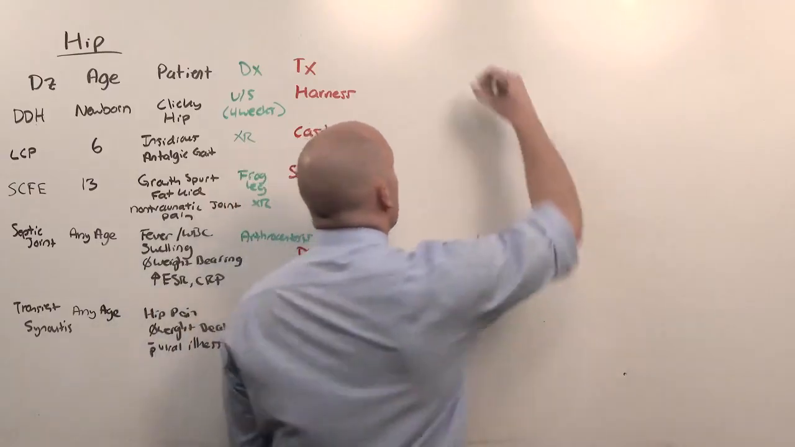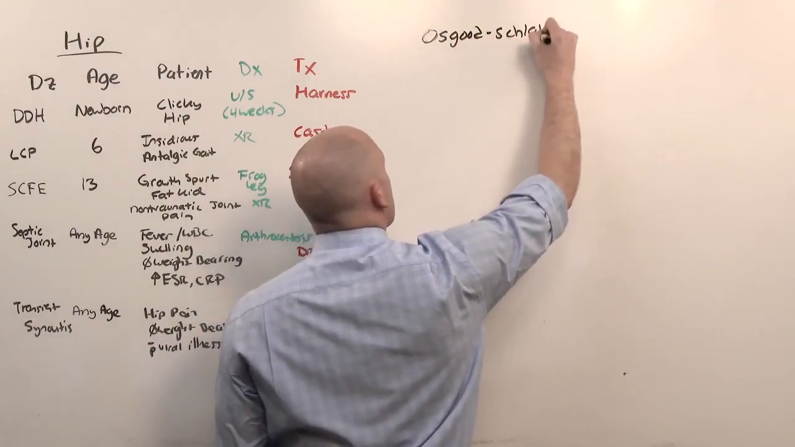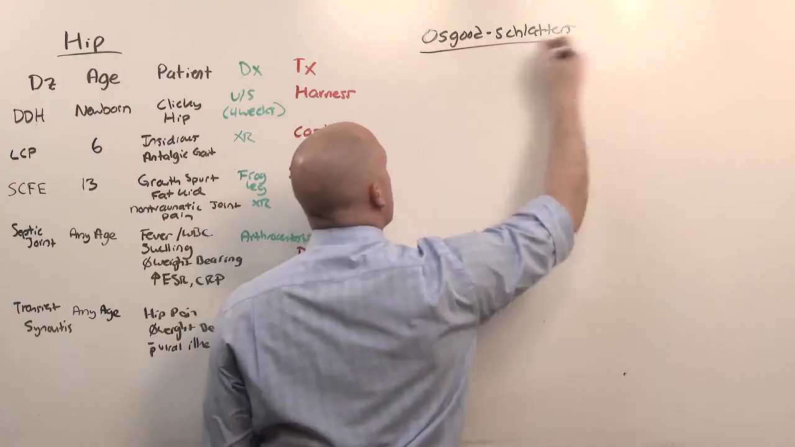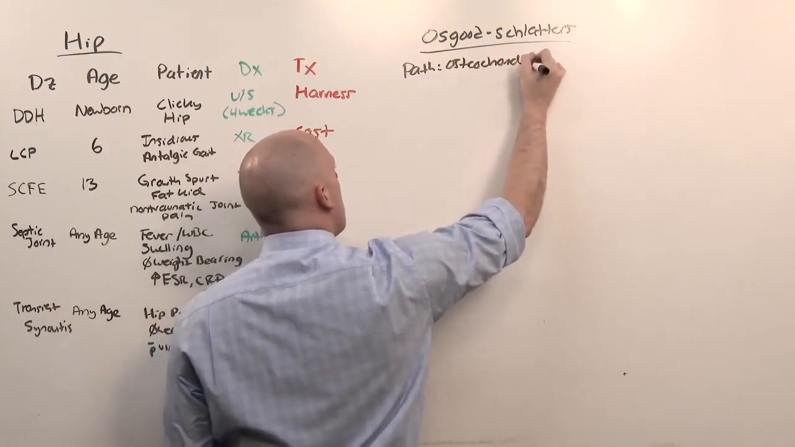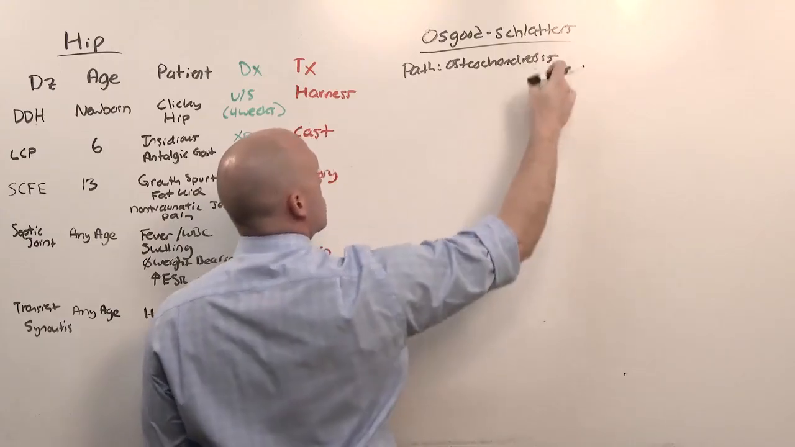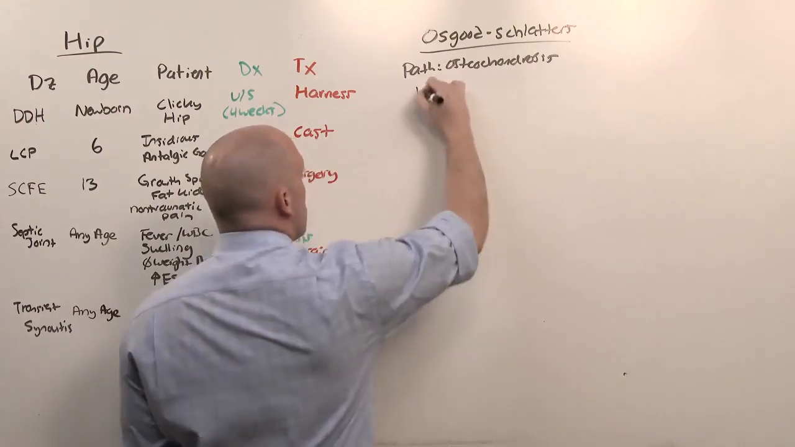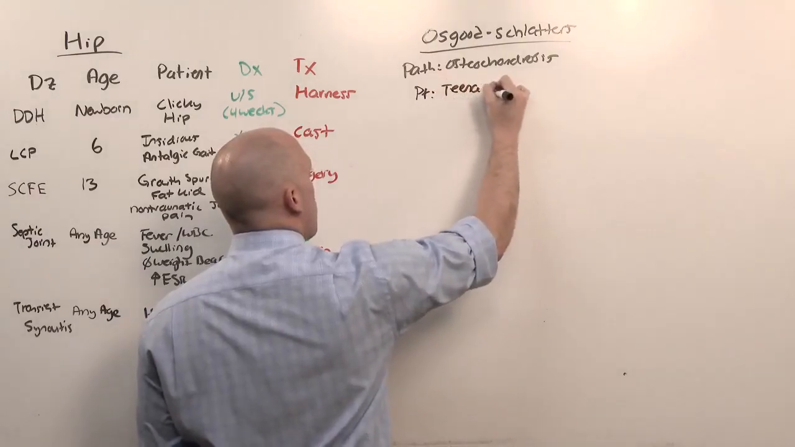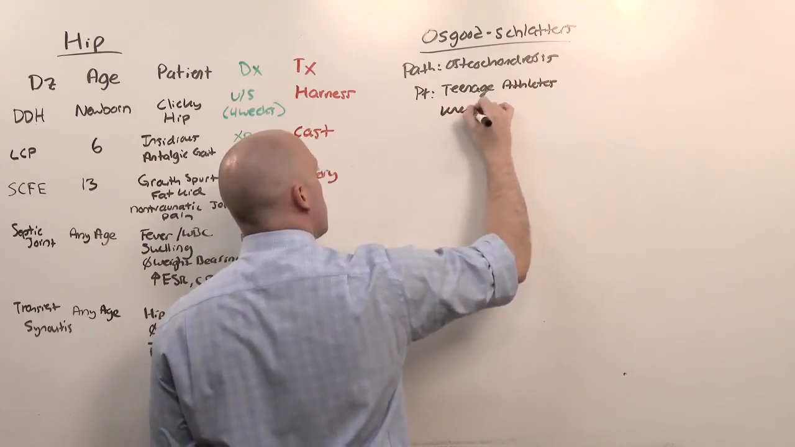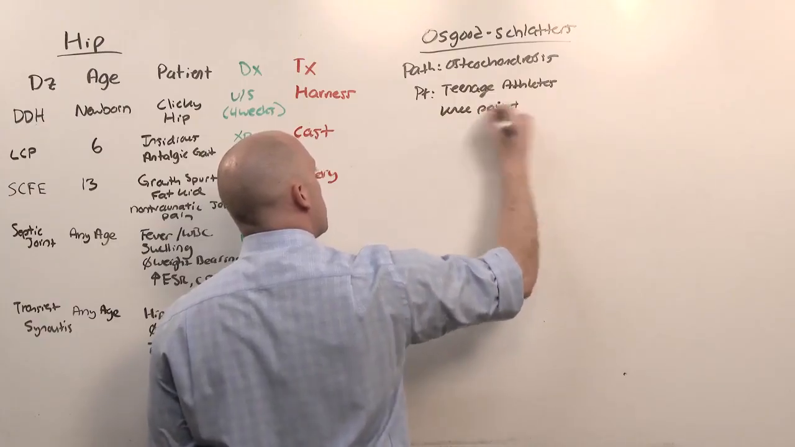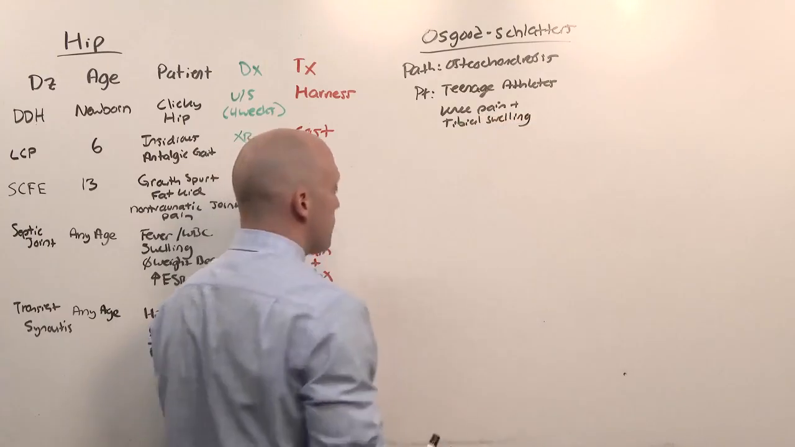And that's going to start off with Osgood-Schlatter disease. Osgood-Schlatter may also be known as osteochondrosis. You may see on the test either the eponym Osgood-Schlatter or you might see osteochondrosis. This is going to present in teenage athletes. And the teenage athletes are going to have knee pain and tibial swelling. They may have pinpoint tenderness on the tibia.